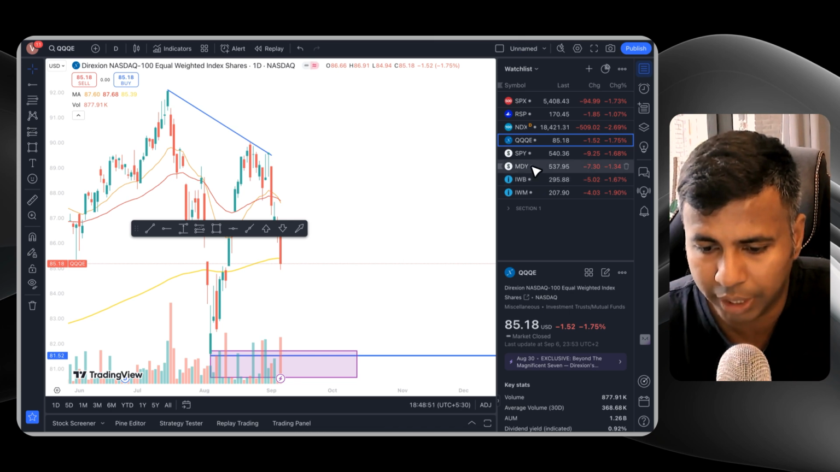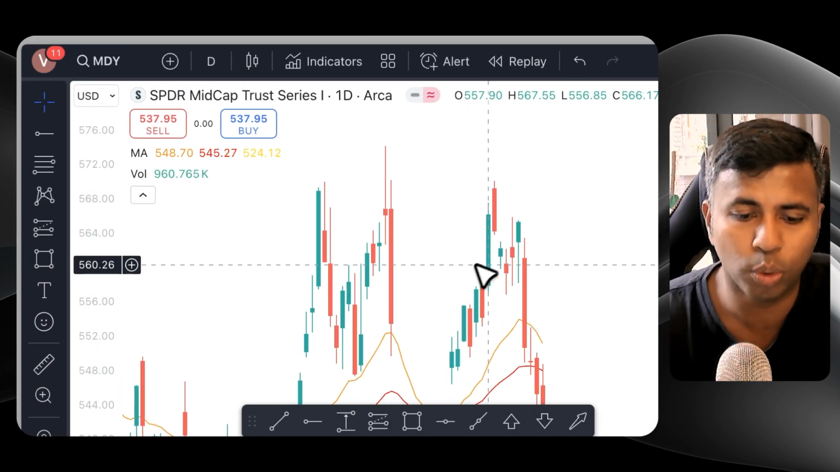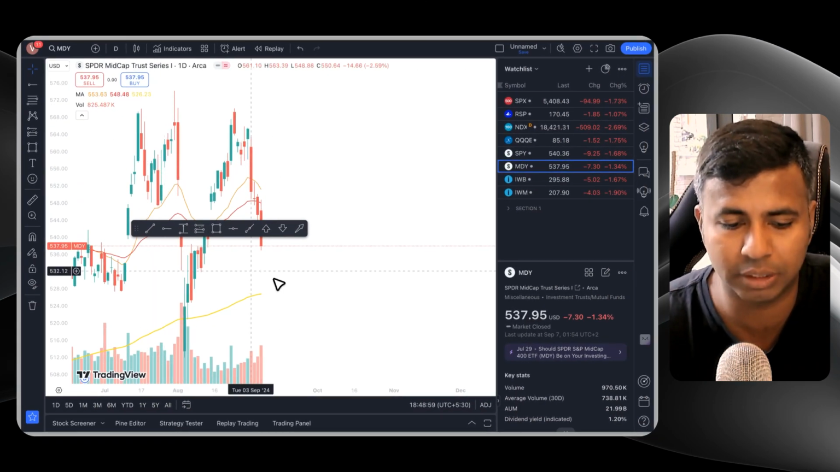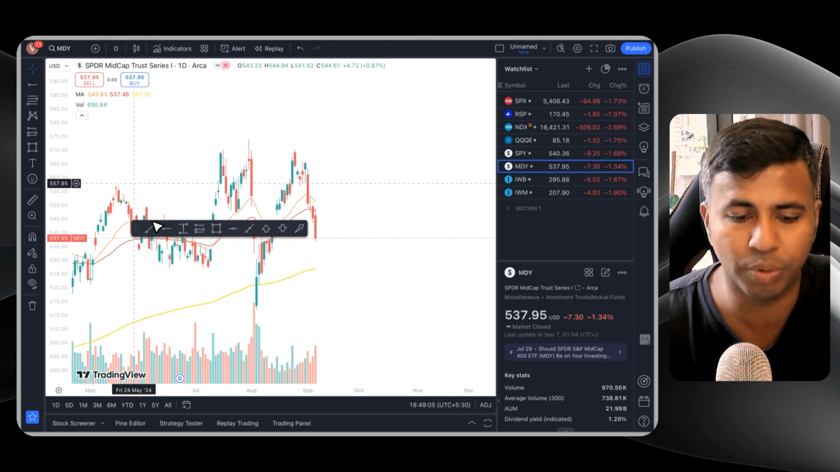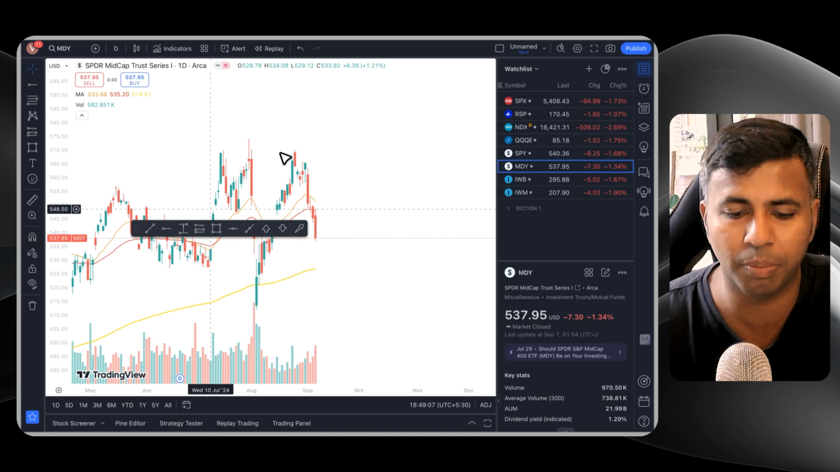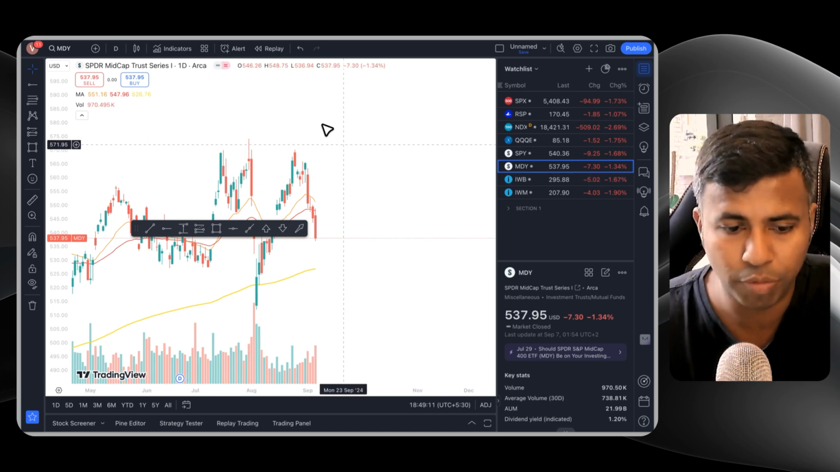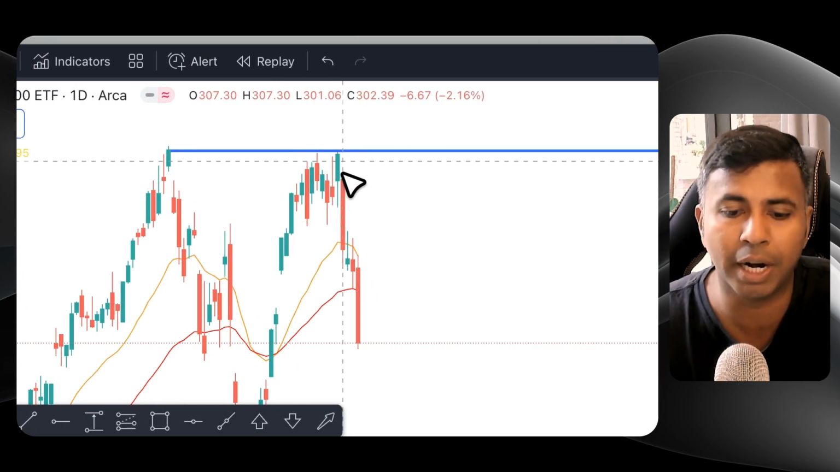Now let's look at the mid-cap index as well. So the mid-cap index has also been moving in the sideways direction for quite some weeks now, as you can see from the price action in this chart. It's been moving sideways, oscillating between this narrow range. And if we look at the Russell 1000 index as well, we had a pretty bad week.